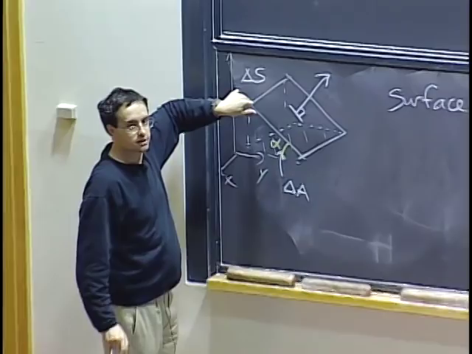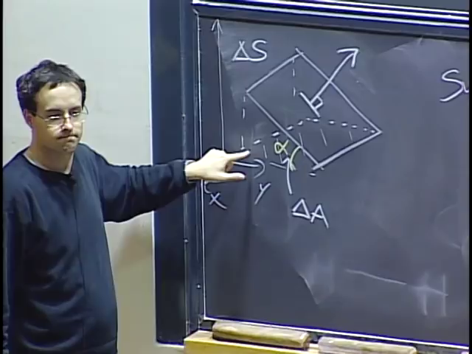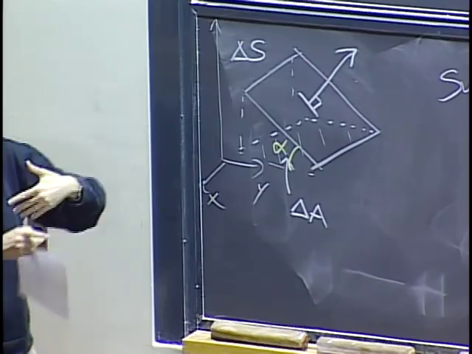Why is that? Well, let's look at this small rectangle with one horizontal side and one slanted side. When you project, this side doesn't change. But this side gets shortened by a factor of cosine alpha. Whatever this length was, this length here is that one times cosine alpha. So that's why the area gets shrunk by cosine alpha. In one direction, nothing happens. In the other direction, you squish by cosine alpha.